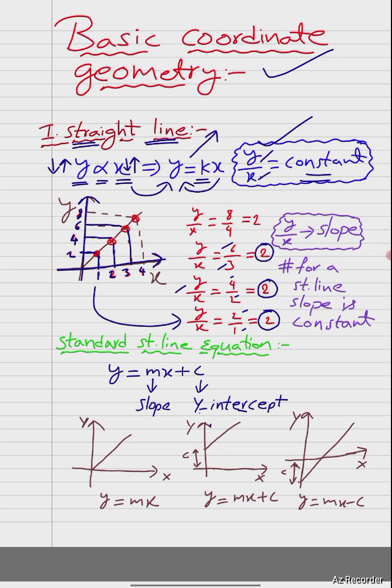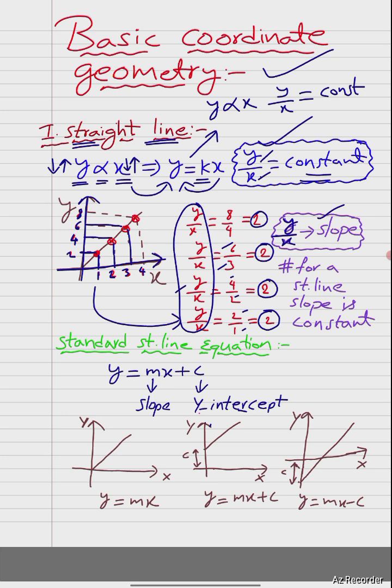So if you check for several values over here, this y by x is always a constant. Okay, that means in a straight line y is proportional to x and this y by x ratio is always a constant. These are the main points about a straight line. And this y by x ratio is also called slope. The other name for this y by x is slope. About slope we'll learn further in this video.